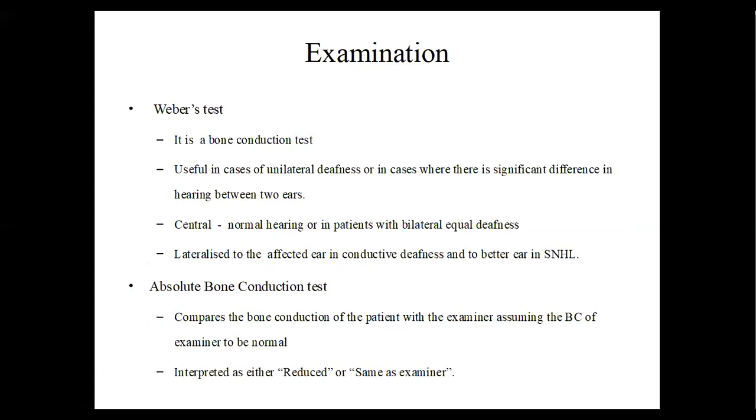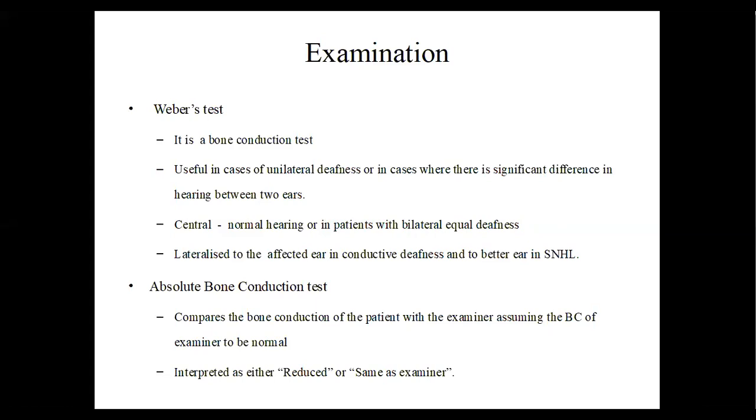It's purely a bone conduction test, and it is useful if there is a unilateral deafness or cases where there is a significant difference in hearing between the two ears. If the patient says central, that means there could be normal hearing, or the patient has bilateral equal deafness. So in bilateral COM, Weber being central means the hearing loss in both ears is equal. And if you get a patient who has Rinne positive for all three frequencies and Weber is lateralized to one side, that means the affected ear or the conductively deaf ear has a hearing loss of at least 5 to 7 decibel. So that way Weber is quite a sensitive test.